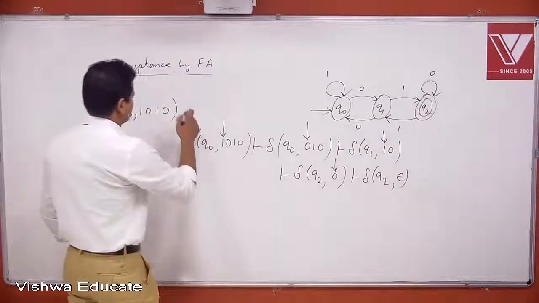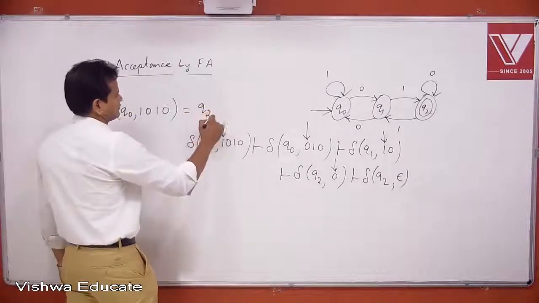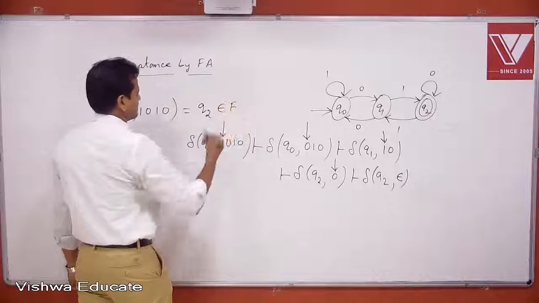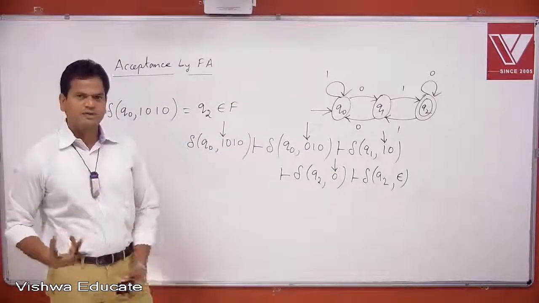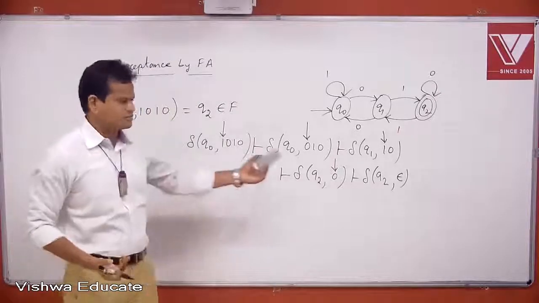Therefore, Q0 on 1010 gives Q2, and Q2 is a final state. Therefore, we say 1010 is accepted. If you want, you can copy this one.